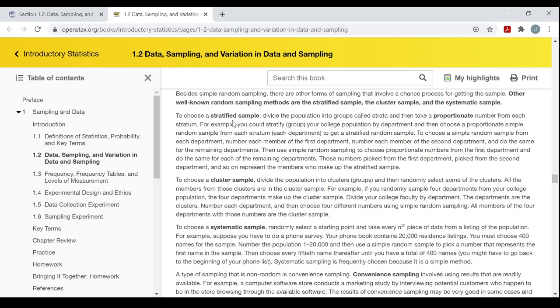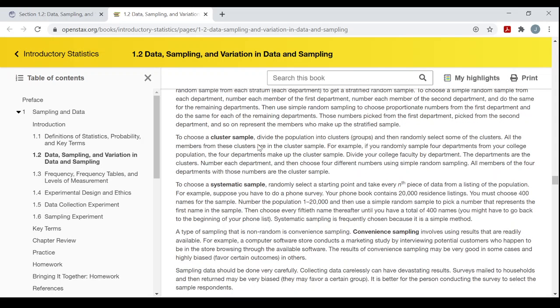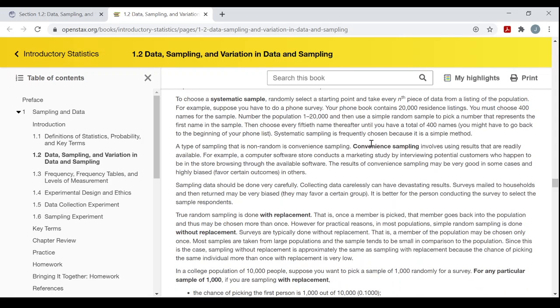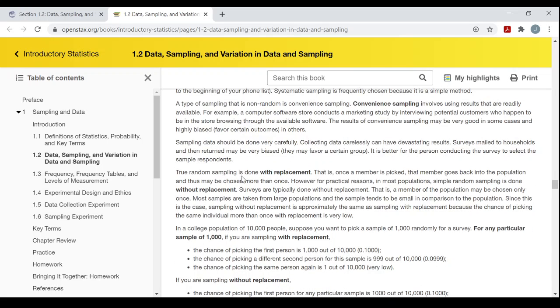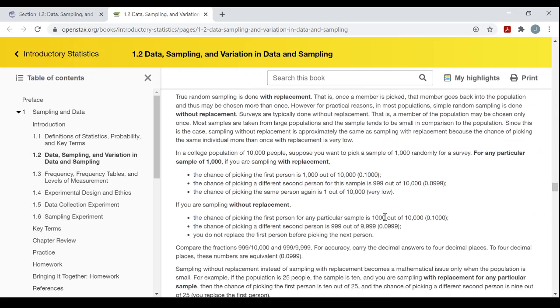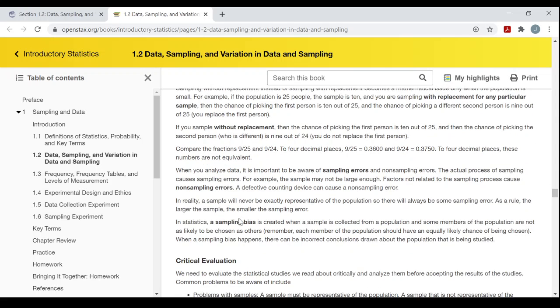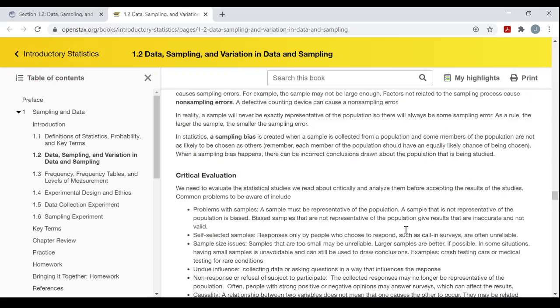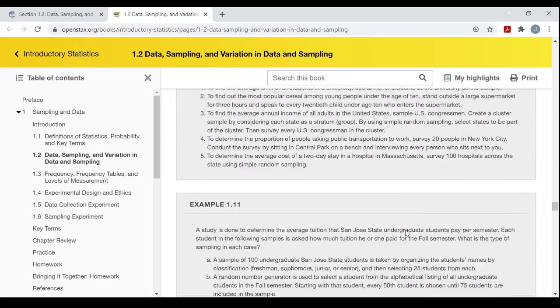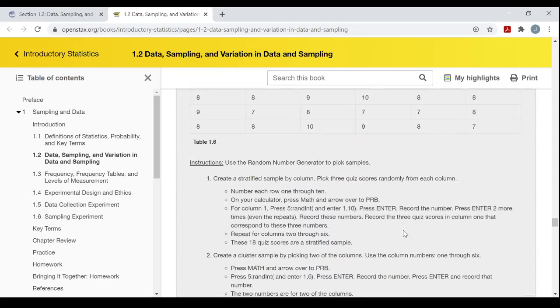Get to know this stuff here, the types of sampling. There's stratified sampling, cluster sampling, systematic sampling, and convenience sampling, which is kind of a bad kind of sampling. What does it mean to sample with replacement, without replacement? Sampling errors, sampling bias, non-sampling errors. And some examples and try-its and whatnot.